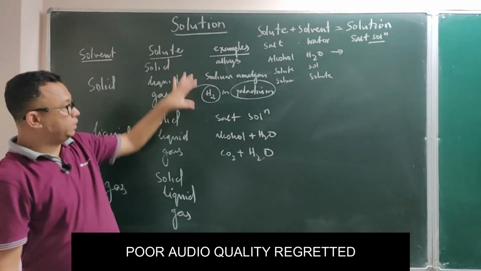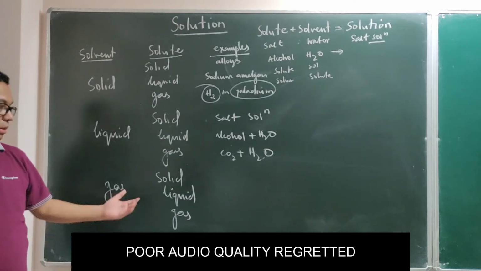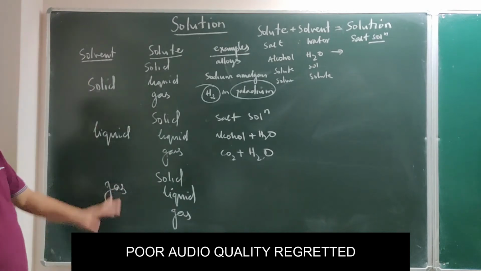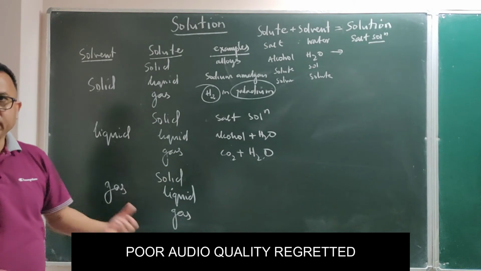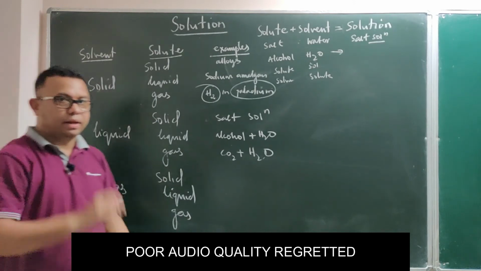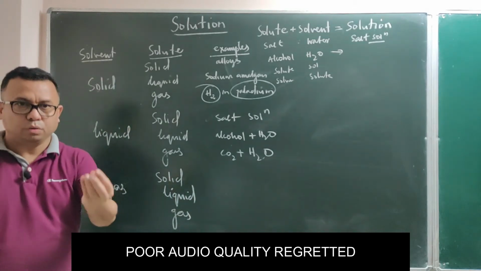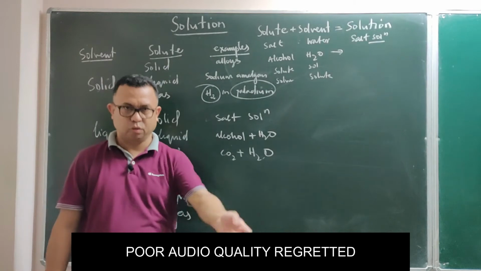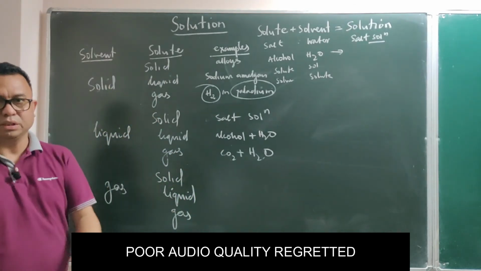So we have finished with 6 different kinds of solution. Going further now, the last thing, where the solvent happens to be a gas. Now when the solvent happens to be a gas, and the solute happens to be a solid, what example can we give? We can give an example of naphthalene balls. Naphthalene balls, you know what they are? They are used as a moth repellent inside the cupboard where you are putting your clothes. It will repel the moths, cockroaches.